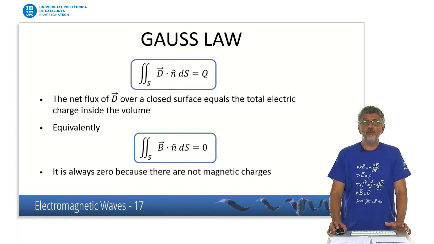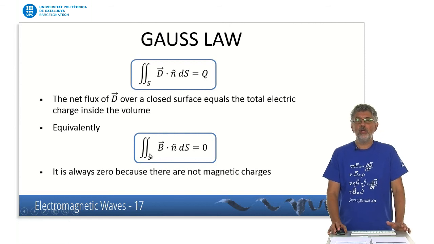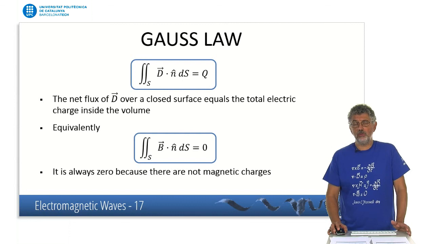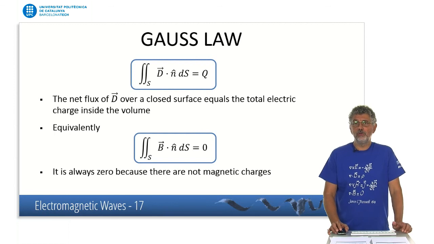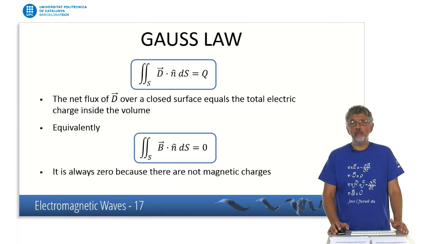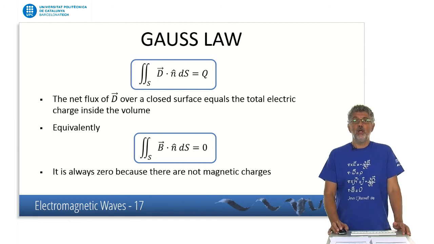Equivalently, for the magnetic field, we have that the flow of B is always zero. Why is that? Well, it's always zero because there are no magnetic charges in nature. Since we don't have magnetic charges, the net flow of B over a closed surface has to be zero. Remember that Maxwell equations at the end are derived to explain certain experiments that have been observed in nature. And since we have never found magnetic charges, B, the magnetic field, is solenoidal. Its divergence is always zero.